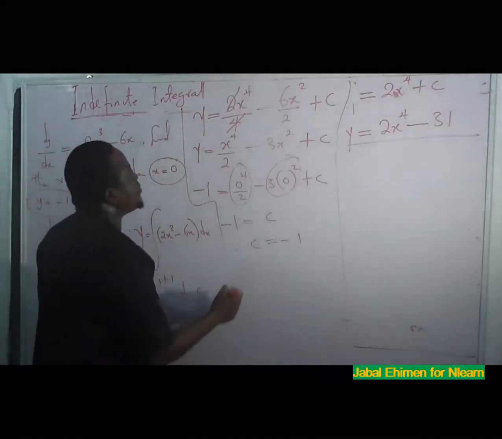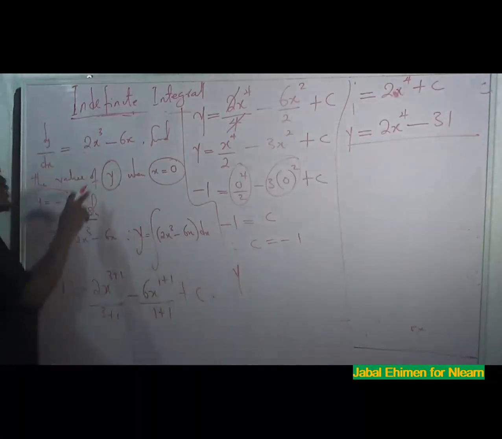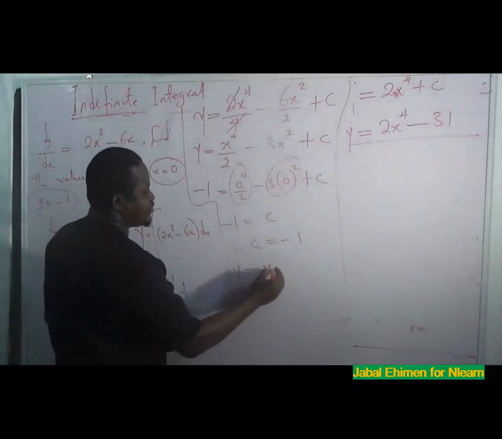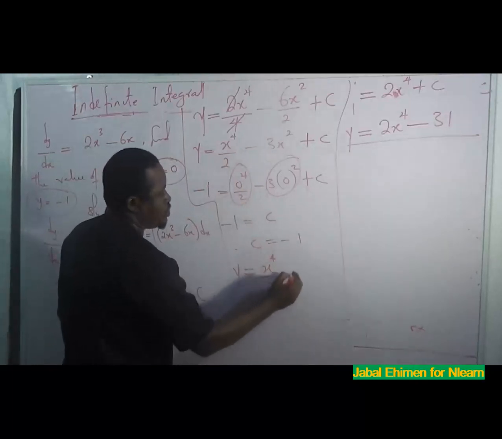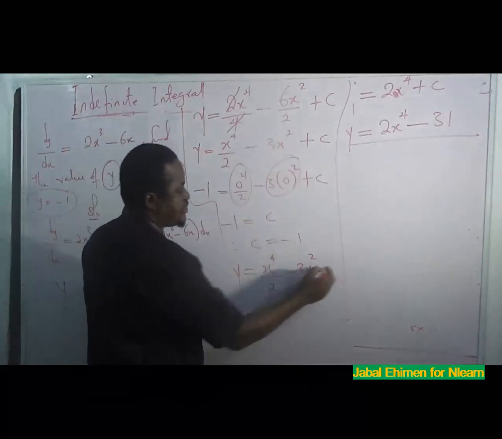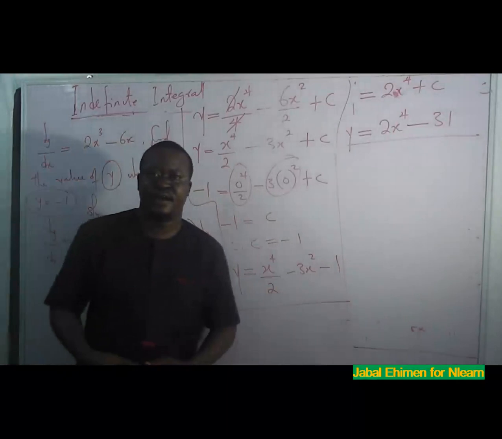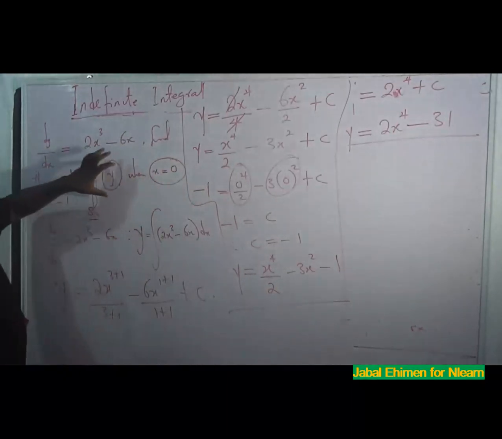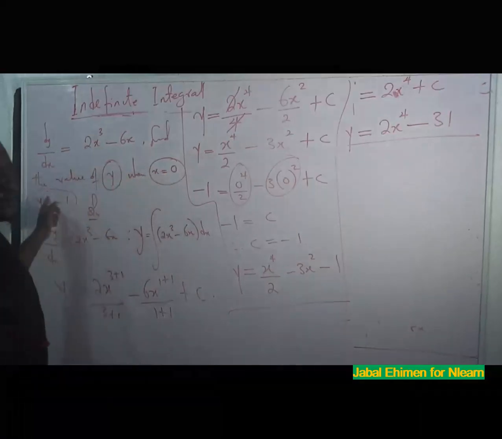So therefore, what becomes my equation? My equation becomes y, which is the function that I'm looking for, becomes y equal to x raised to the power 4, which is this, divided by 2, minus 3x squared. What's the next thing? Minus 1. That is my equation. So always remember, when you are to find the value of c, you obtain the function y from two different values of x and y.